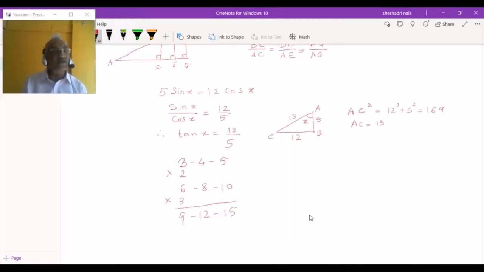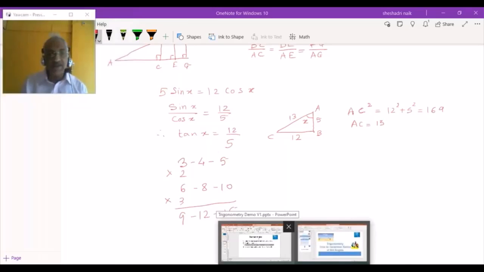Is it clear? Any doubts on this? So far, so good. Gaurav, no doubt, sir. Janhavi, Rohan, Satvik, Shubhankar, Soham, is it clear? Yes, sir. Okay, so let's proceed with the next one.